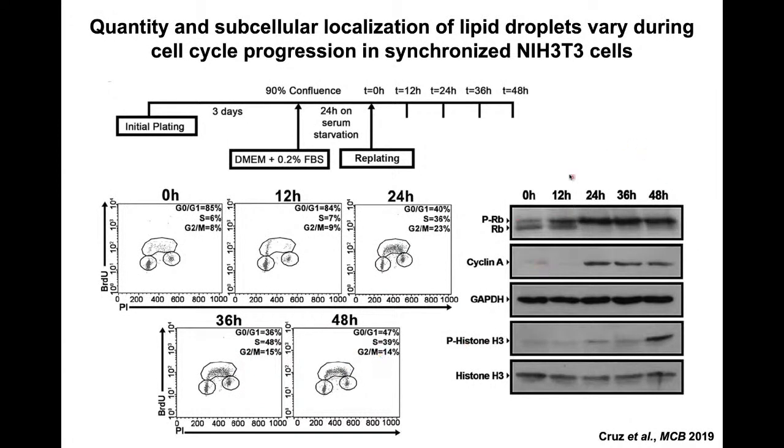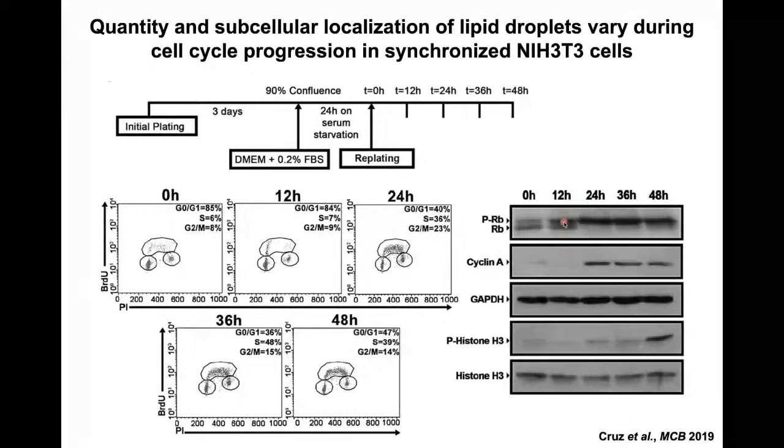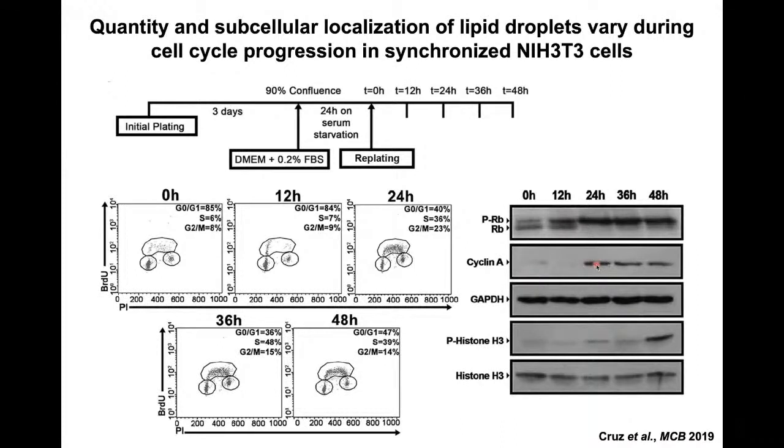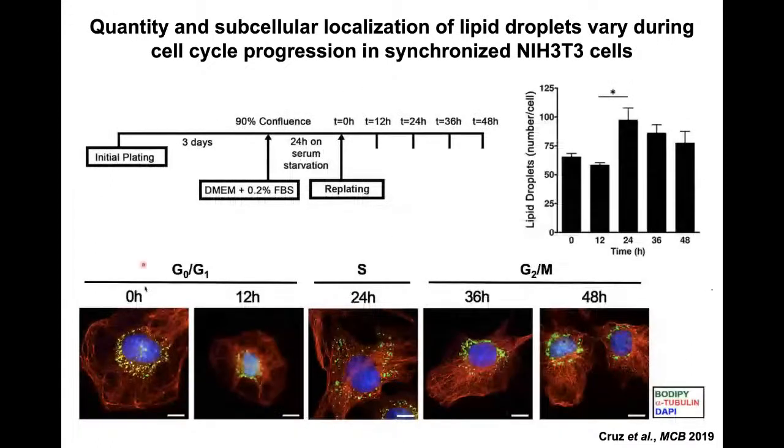You see the markers. At 12 hours, we start to see hyperphosphorylation of RB. At 12 hours, we also start to see cyclin A, which is a marker of cells entering S phase. And later on, we see histone H3 phosphorylation, which demonstrates that the cells are now in G2 and M phase.